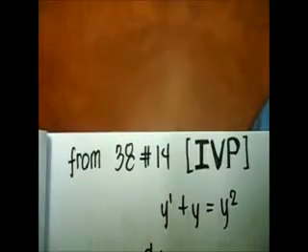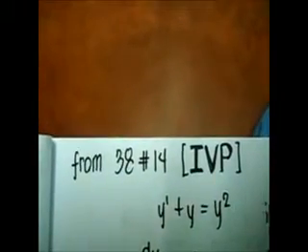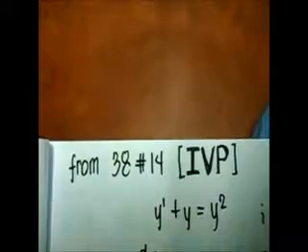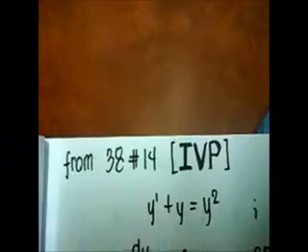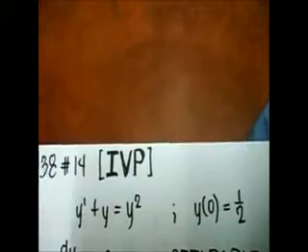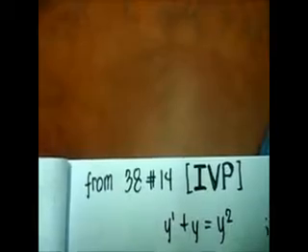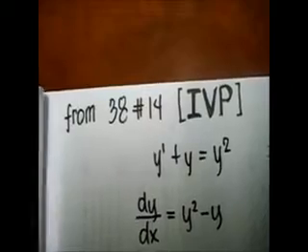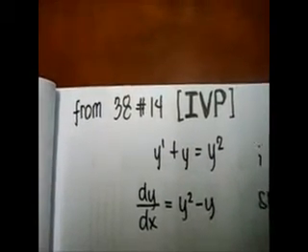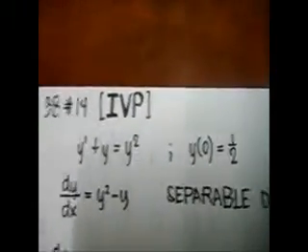So our fourth problem is from page 38, number 14. It is still an IVP problem, or an initial value problem. Given the equation y prime plus y is equal to y squared, and the condition y of 0 is equal to 1/2. I change y prime into dy over dx and transpose y to not confuse myself. So this equation is a separable differential equation.